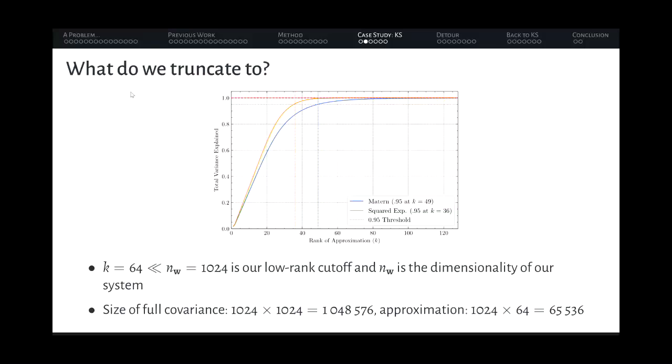Matern, I think, is third order differentiable in the form that we've used it. So you need 49 members to explain 95% of the variance. But those are still a lot better than the full thing. So the full covariance, 1024 by 1024, is over a million. And with our low rank approximation, your L is only going to have 65,500 members. Speeds things up quite a lot.